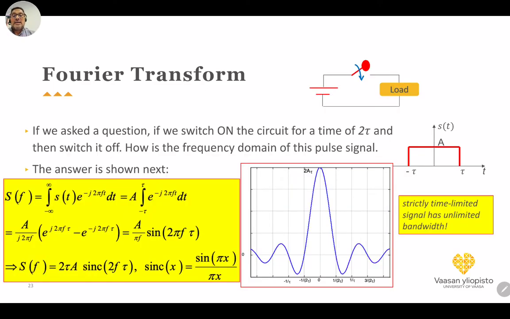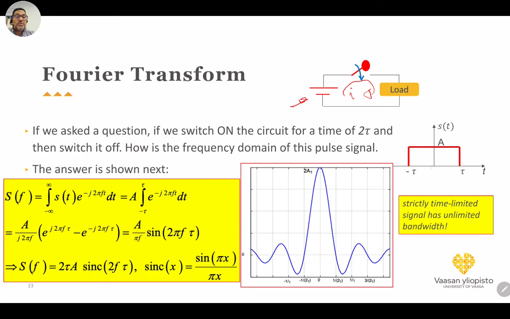Now, suppose you have such a circuit here. We have a battery with a certain voltage and we have some load. It can be represented, for example, as a resistor. You switch on this switch, which means that you close the circuit. So current will move in this circuit for a certain time, which we make 2 tau, and then we switch it off again. So you switch it on and off. It is like making one pulse, as shown here.